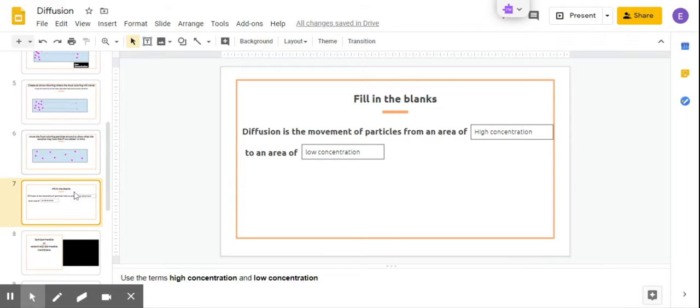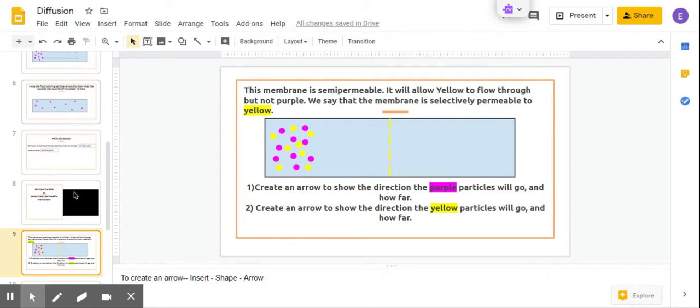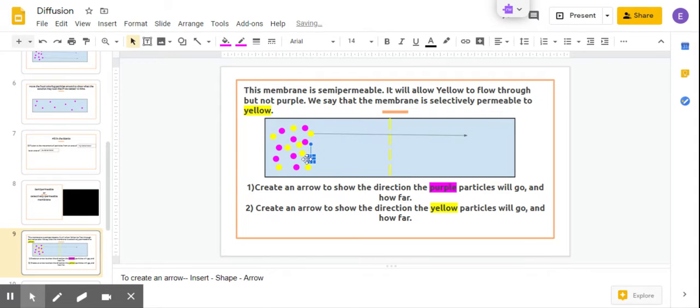So next we have another video. Again, if you didn't get a chance to see this, I've reposted them on the stream in the Google Classroom, so you can go back and take a look. Okay, so this semi-permeable membrane is going to let the yellow through, but not the purple. The yellow is going to be able to travel through, but the purple is going to get stopped.